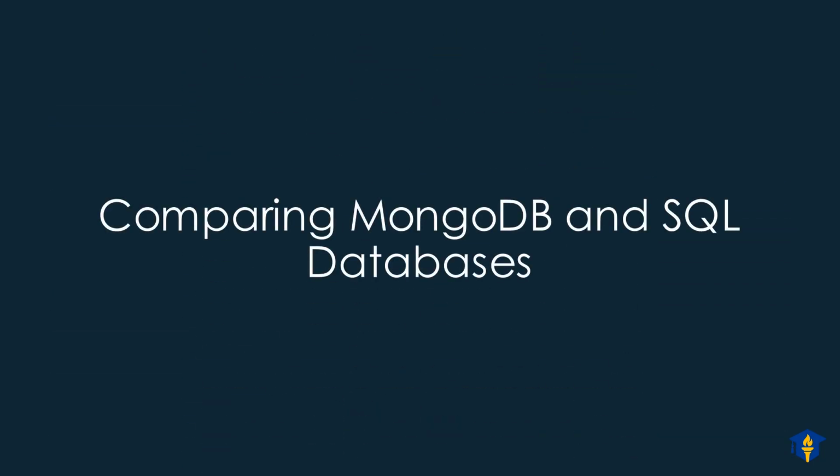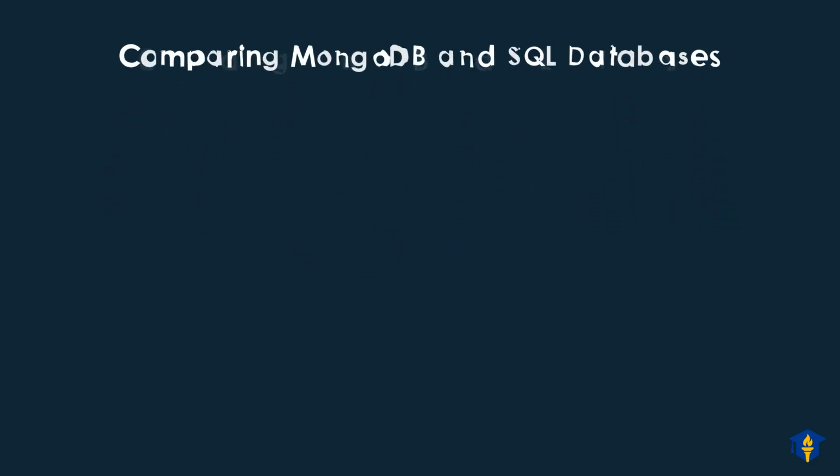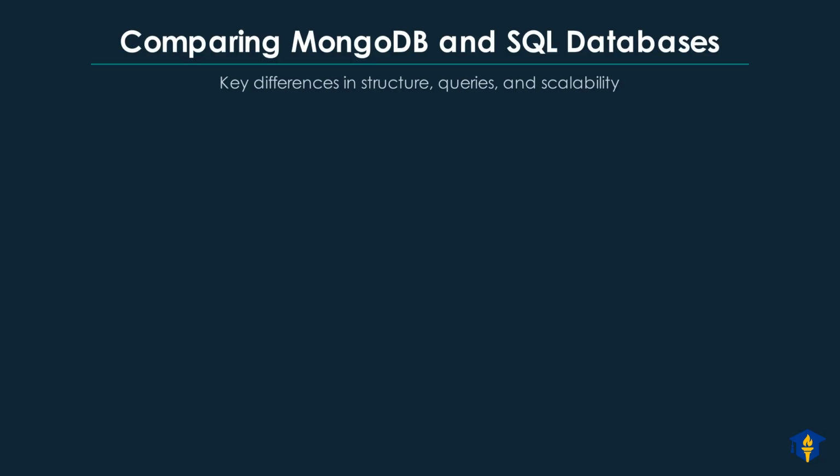Let's compare MongoDB with traditional SQL databases, highlighting their key differences in structure and queries. We will examine how these two database types differ in their data models, query languages, and scaling approaches.